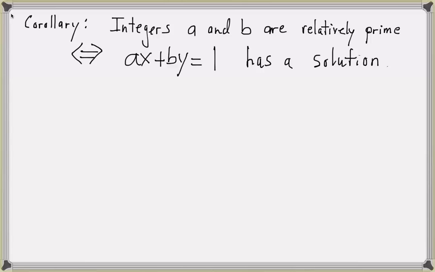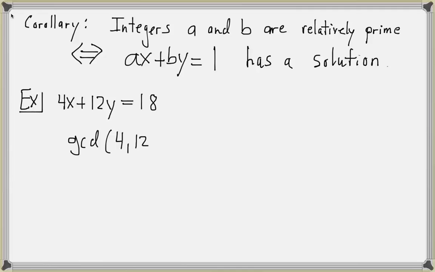Now let's look at some examples. Consider the equation 4x plus 12y equals 18. Does this equation have a solution? Well, let's look at the greatest common divisor of 4 and 12. 4 divides both 4 and 12, and it is the greatest common divisor, but 4 does not divide 18. So this equation has no integer solution.